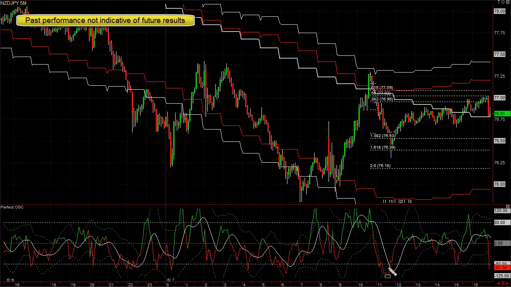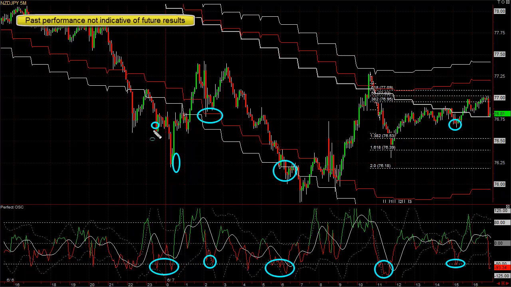Also note, on the way down, if the perfect oscillator gets underneath the minus 80 level, you probably want to look to get out of your trade, because the majority of the time, price reverses. Not always, obviously, but usually soon afterwards. You can see price stalled here, made one more wave down, and then exploded up. Earlier, price went sideways for 30 minutes, shot down, and then exploded up a lot. This level right here, into the move.